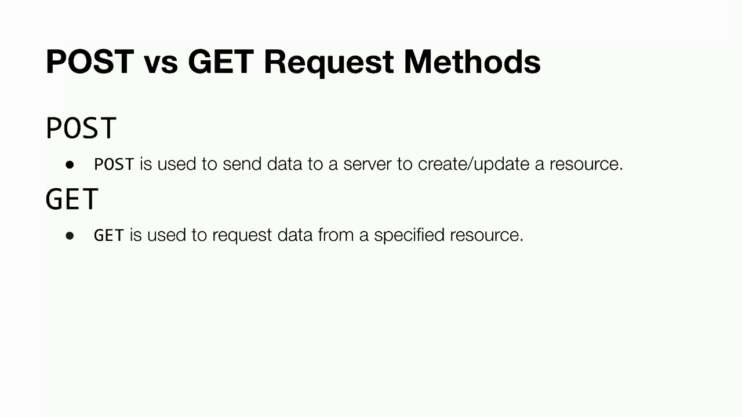So to preface, what we saw was we had 2 different request methods, post and get, and this is when we're sending data to a server versus when we're requesting data from a server. And this is also how we're going to be able to differentiate what functionality comes with which methods.